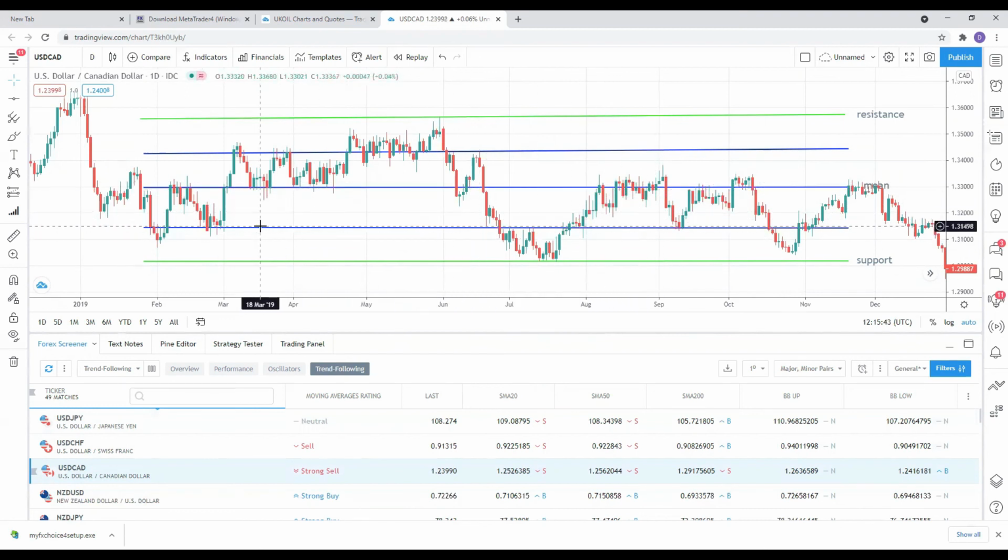We can also see an area act as resistance. So here, this area acts as resistance. The price of the asset breaks resistance and now bounces off the area that was previously resistance. So now resistance is acting as support.